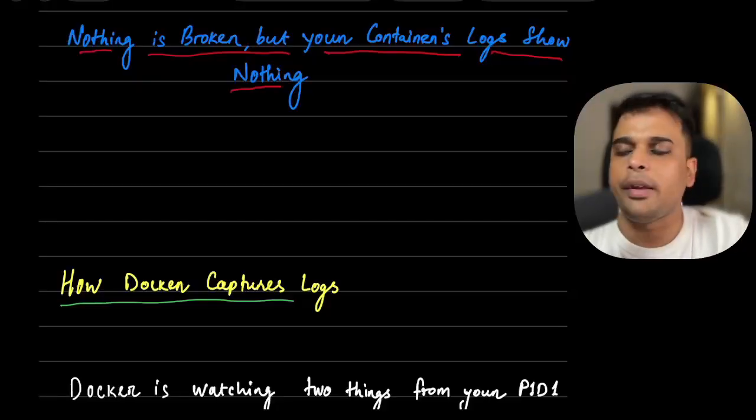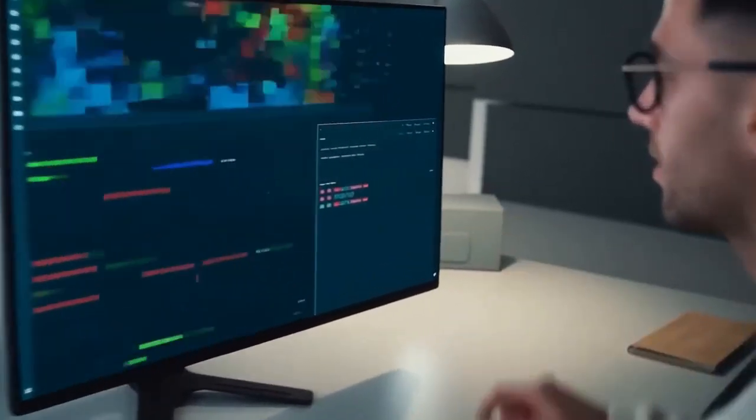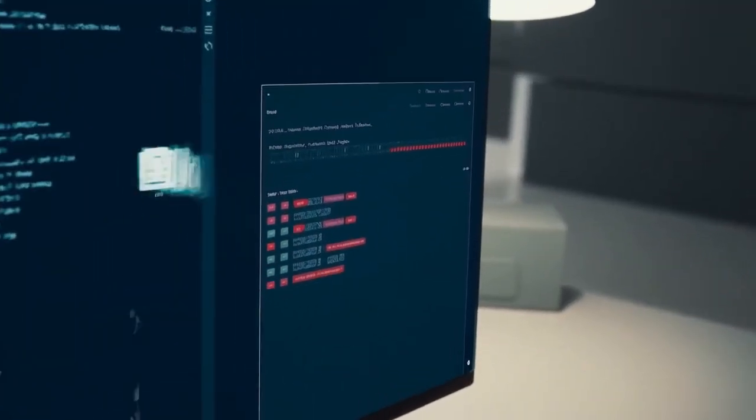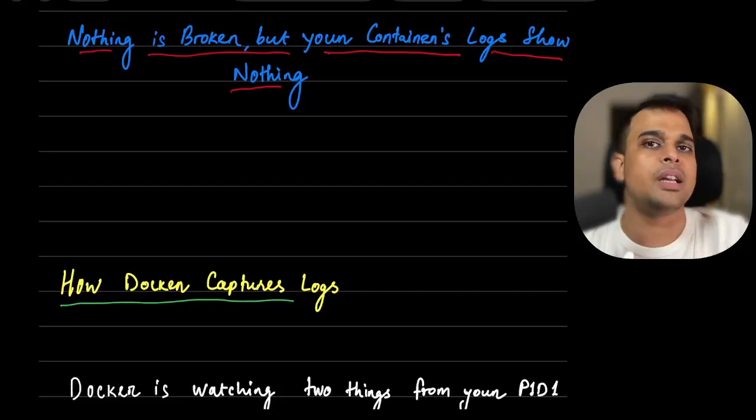So a few months ago, I was debugging a service that suddenly started behaving strangely. What was happening is some requests were taking longer than usual. A few requests were failing here and there. Nothing major enough to trigger a full outage alert. So I did what most of us would do first by running Docker logs, and I found literally nothing.